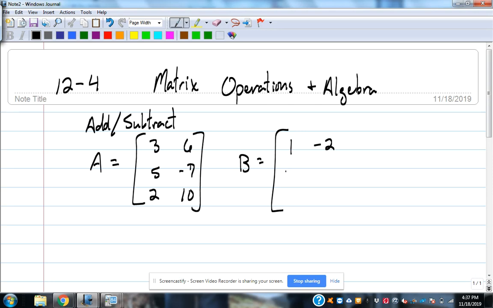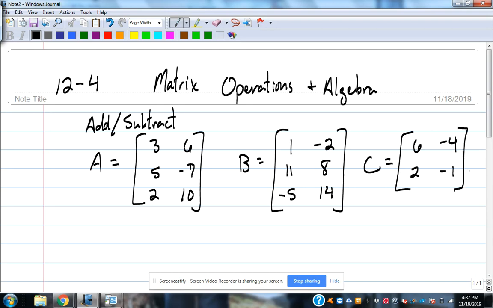1, negative 2, 11, 8, negative 5, 14. And then the third matrix we're going to call matrix C. And it is a 2 by 2: 6, negative 4, 2, negative 1.